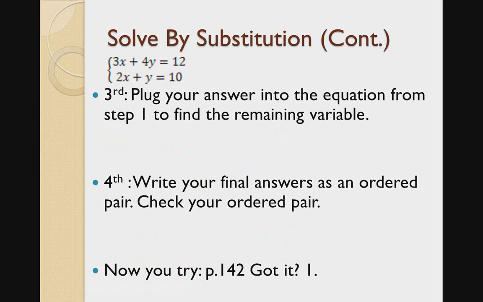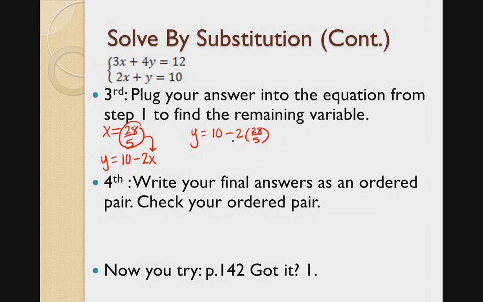Third step is to take that answer and plug it into the equation from step 1 to find the remaining variable. If you remember, we found that x equals 28 over 5. And the equation from the first step was y equals 10 minus 2x. So now what we're going to do is plug in 28 over 5 in place of x. So we get y equals 10 minus 2 times 28 over 5.